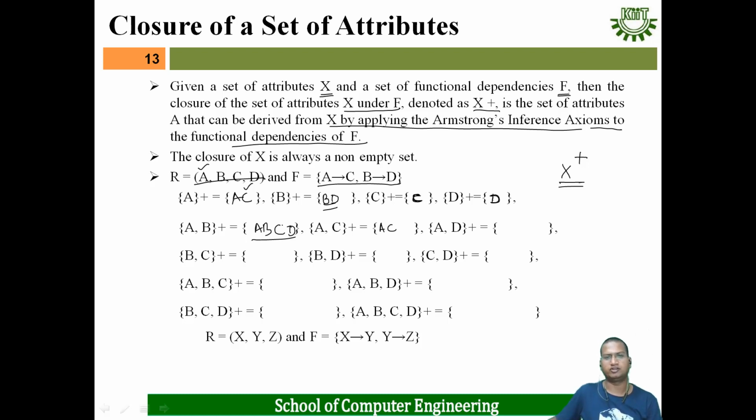Now we'll find out AD closure. AD closure means first AD will come here. From A we can infer C, so C will come. Then from D, can we infer anything? No. That means AD closure will be ADC.